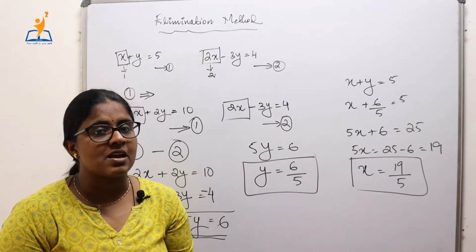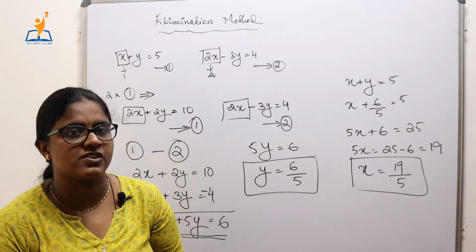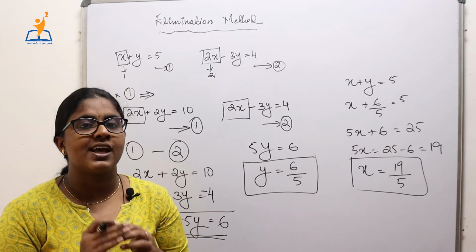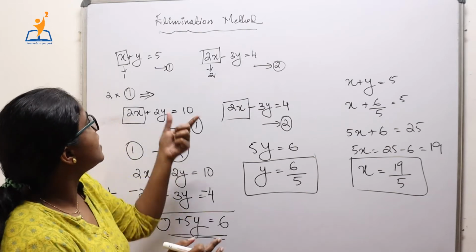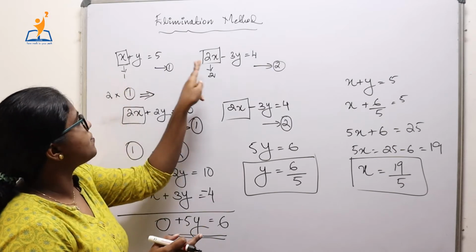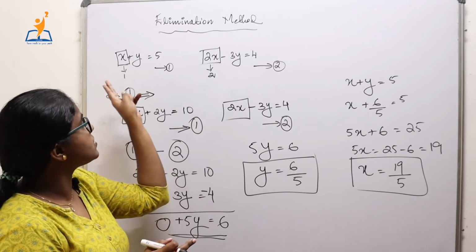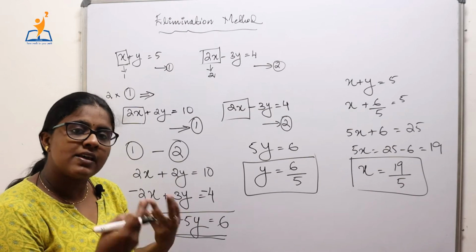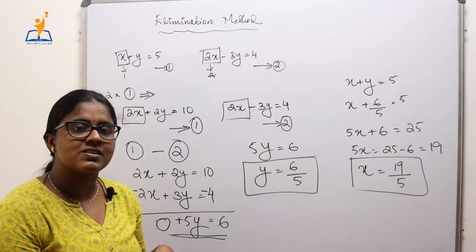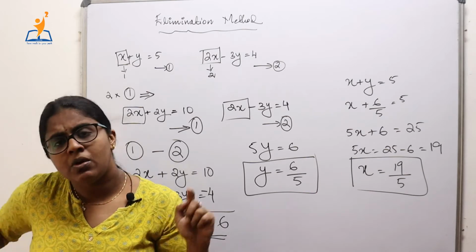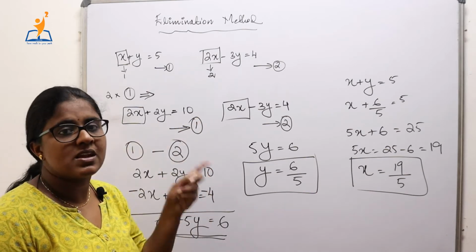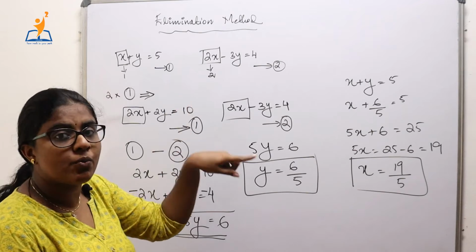In the first step of doing a problem by the elimination method, we have to make the coefficient of either one of the variables the same. Here we have made the coefficients of x the same. In this question itself, we can make the coefficients of y the same. Now let's do this question by making the coefficient of y the same.